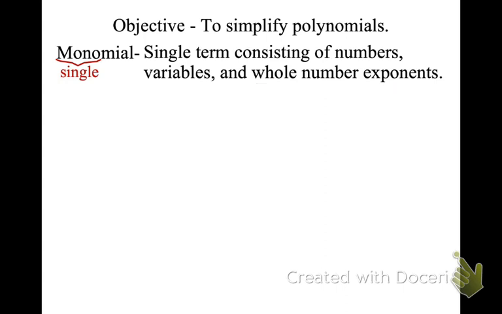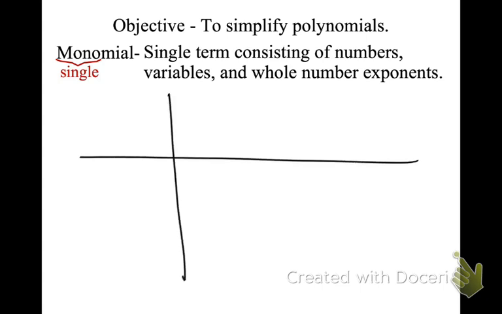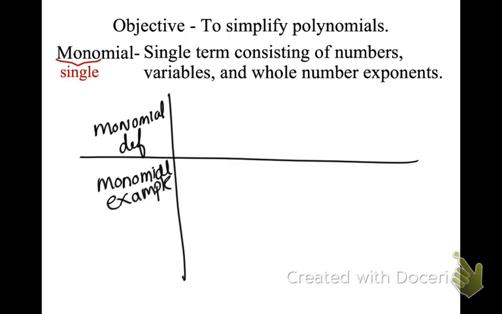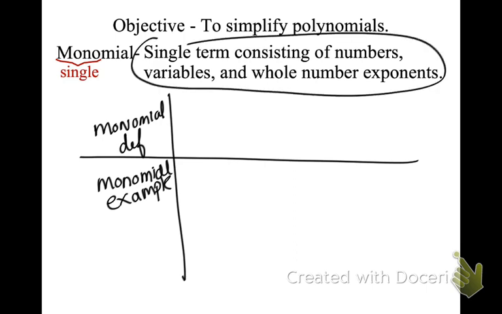Did everybody write your definition in your Cornell notes? Okay, so now I want you to write a line in it. You've got monomial, definition, and you're going to draw a line, and now you're going to do monomial example. Or you can just write example. Here was our definition, which is all of this. Is that making sense?